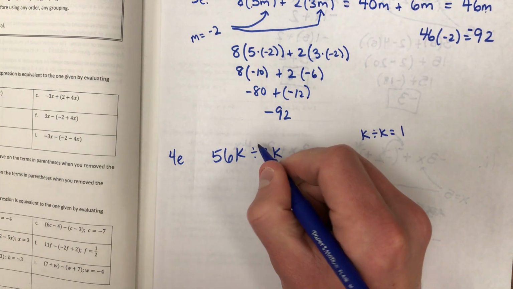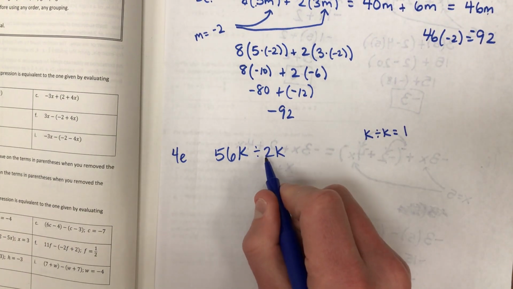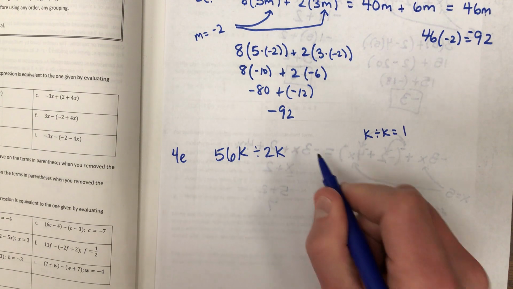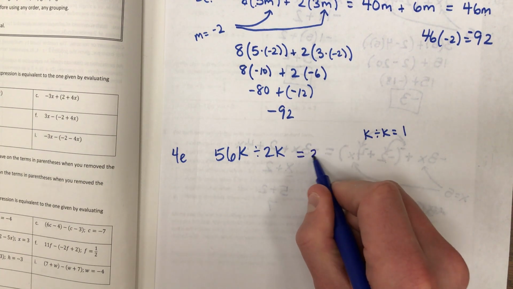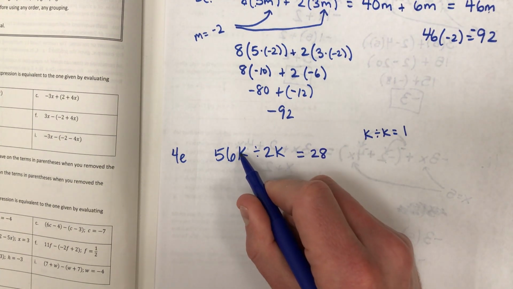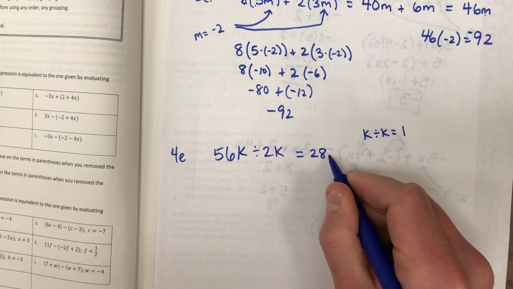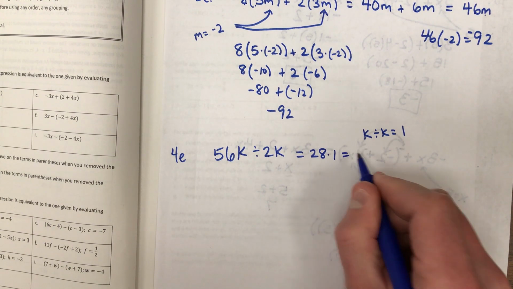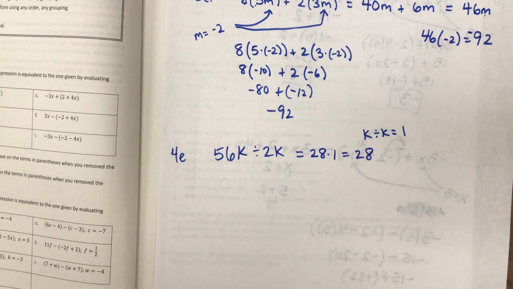And so what's essentially going to happen here is I'm going to divide the 56 by the 2, and I get 28. And I'll divide the k by the k, and I get 1. Well, 28 times 1 is 28.